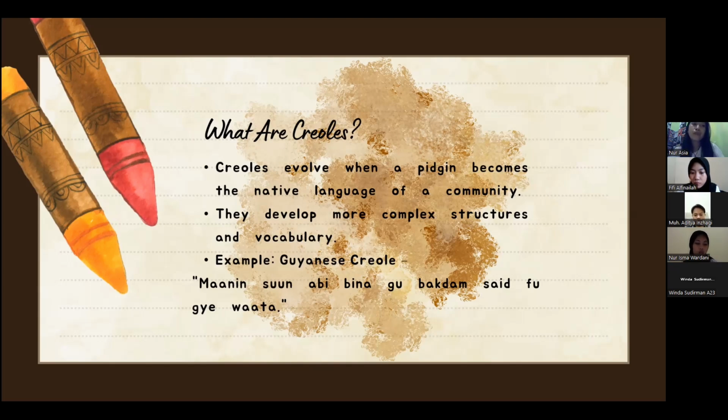A good example is Guyanese Creole, which developed in the Caribbean. A sentence like "Maanin sun abibina gubakdam" shows how the language used its own structure to say something like "in the morning we went to fetch water."